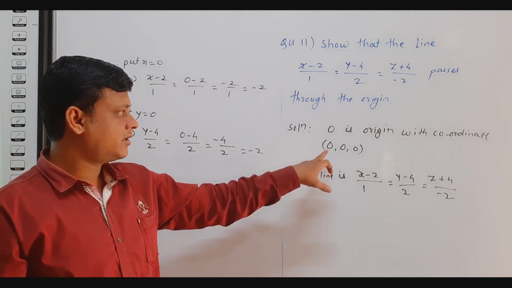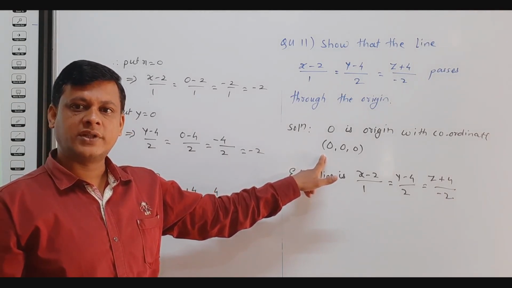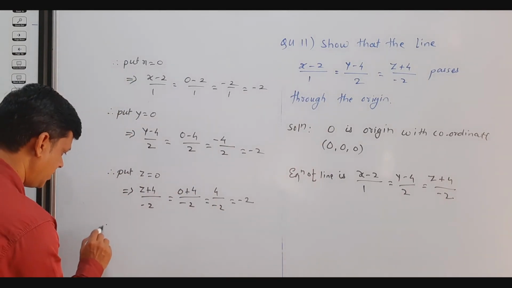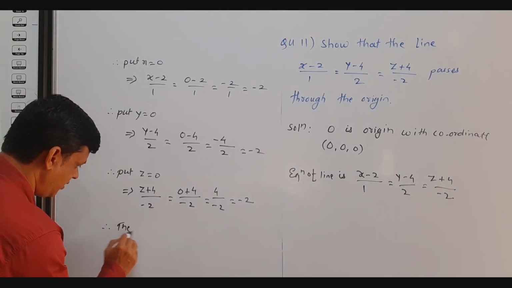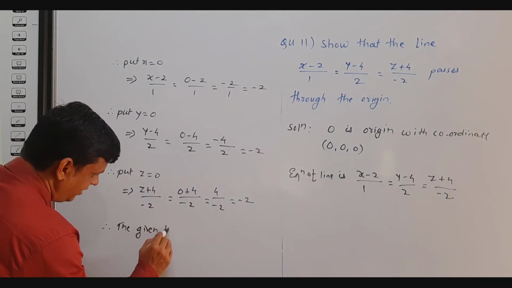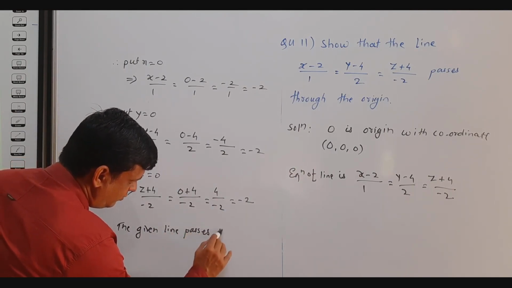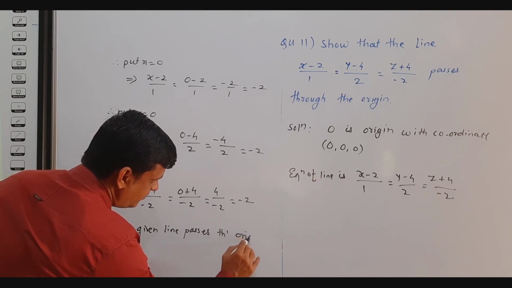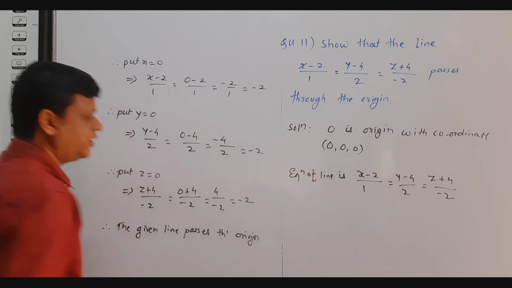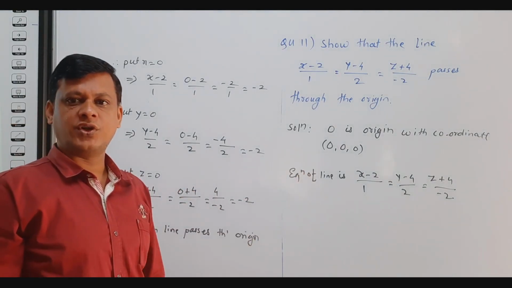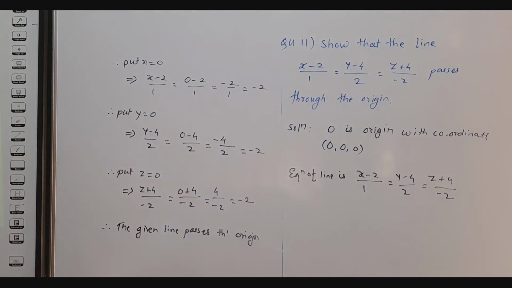That means this point O, that is the origin, satisfies the given equation. Therefore the given line passes through the origin. So in this way we can prove that the given line passes through the origin.